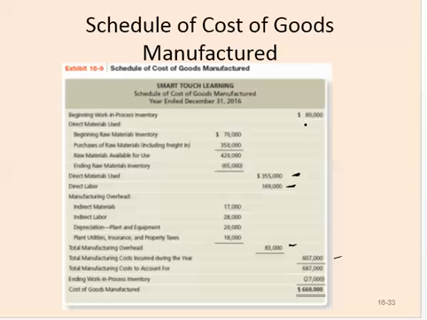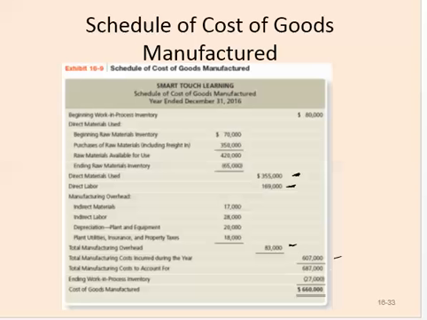So we started with our beginning work in process inventory, that's $80,000, added our direct materials, direct labor, and manufacturing overhead to get our total manufacturing costs incurred during the year of $607,000. Once we have that, then we can subtract our ending work in process, which was $27,000, to get cost of goods manufactured of $660,000.